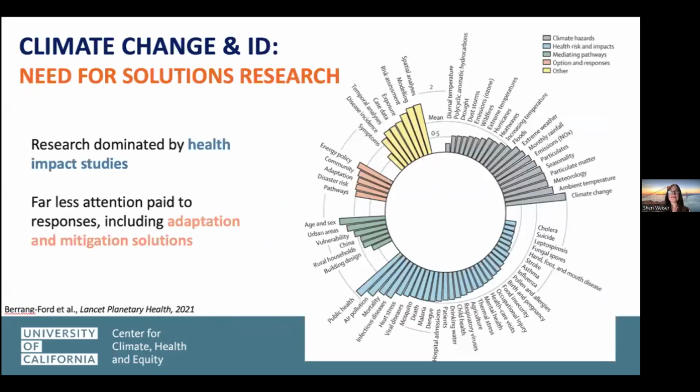And finally, there really is a lack of studies on mitigation and adaptation strategies. So a recent synthesis of evidence that used machine learning techniques found that climate change and health research is really dominated by impact studies, as you can see in the light blue in this figure, but much less attention on interventions to address these risks, as you can see in orange, and also very little on those mediating and moderating pathways that you can see colored in green. We'll hope that we'll get to some of these in the discussion.